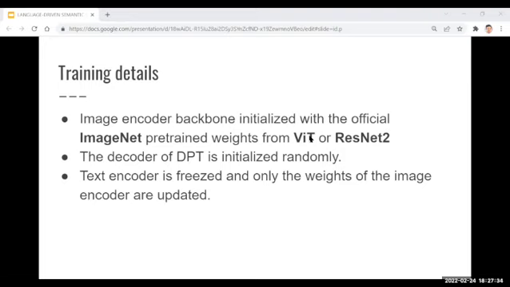One thing I noticed in this paper was that the training is done in such a way that the text encoder is frozen, and only the weights of the image encoder are updated. Because you are dealing with the text encoder as well as the image encoder during training, they freeze the text encoder and only update the weights of the image encoder. So this was, at a high level, the training detail.